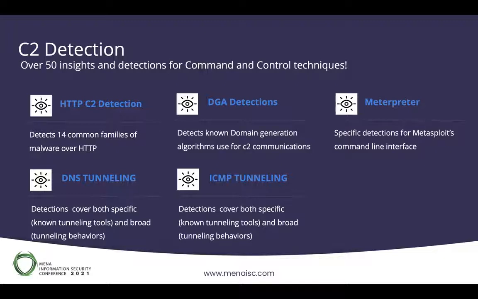The HTTP C2 package flags select command and control patterns in HTTP traffic on your network. And when it identifies C2 patterns, it raises a notice to flag the traffic and identifies which C2 infrastructure is recognized. The DGA detection package, for instance, identifies potentially malicious traffic on your network by flagging DNS activity that's likely associated with a known domain generation algorithm.